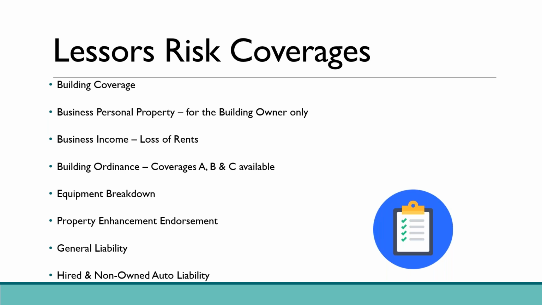An example of BPP I might see is maybe they have tables and chairs outside, a little bench or something like that, or maybe there's a fence that's not connected to the building. Then that's something we could look at as BPP. Business income is a really important coverage in addition to the building coverage. That's providing the loss of rents coverage. So in case there was a loss and the tenant in their building has to close down and isn't able to pay them rent, they're losing income as the building owner. So that's an important coverage.